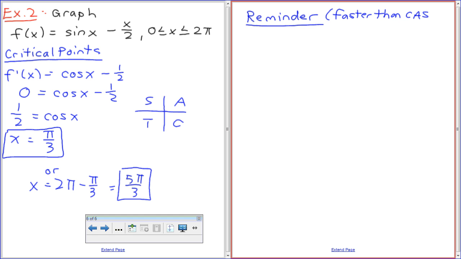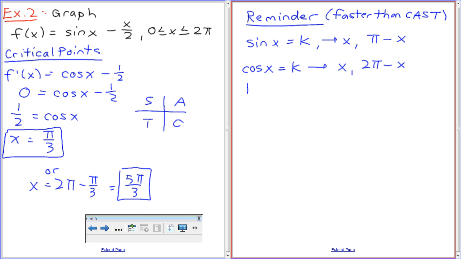Now you don't have to write this down, but this is faster than CAST. If you have sine x equals k, the solutions are x and pi minus x. For cos x equals k, my solutions are x and 2 pi minus x. And if you have tan x equals k, my solutions are x and pi plus x. Okay? So those are good, quick ways, and this is the way I teach it in grade 11, because that's 180 minus, 360 minus, and 180 plus, if you're in my class in grade 11.